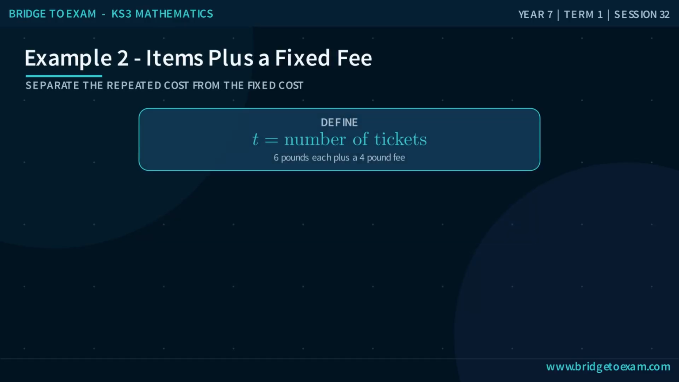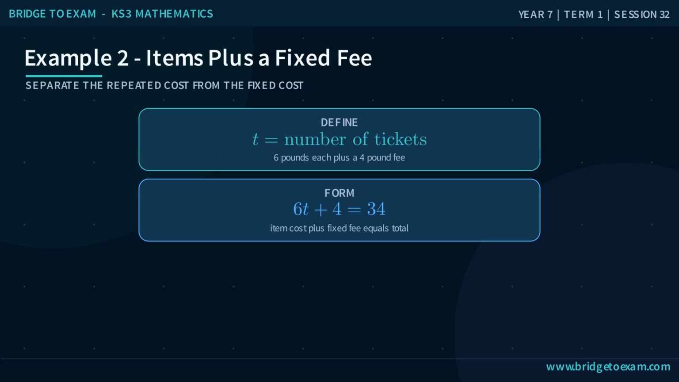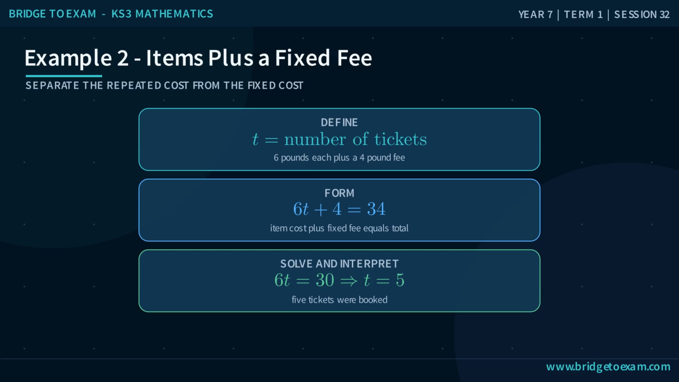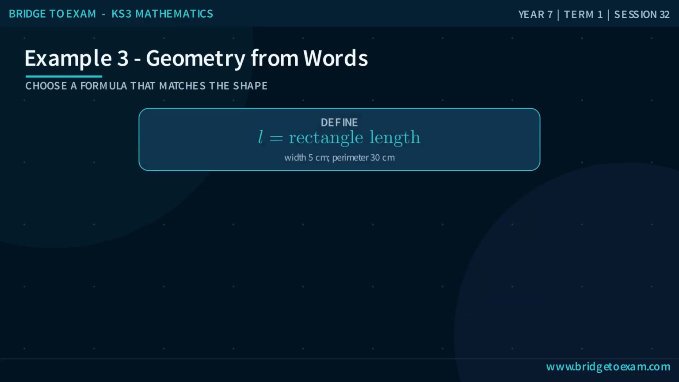A booking costs £6 per ticket plus one fixed fee of £4. The total is £34. Let t be the number of tickets. £6 for each ticket is 6t, then add 4. 6t plus 4 equals 34. Subtract 4 to get 6t equals 30, then divide by 6. 5 tickets were booked.